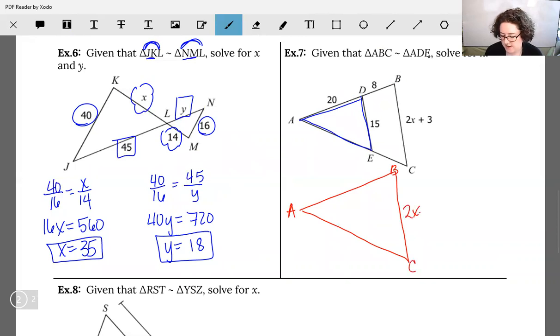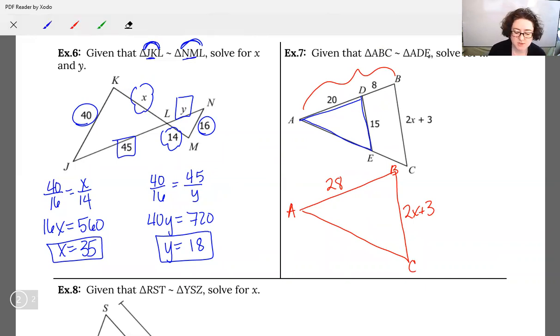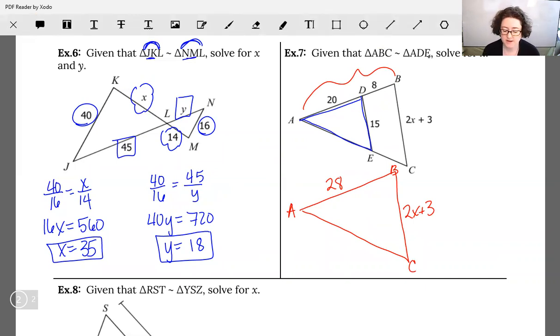I know the right-hand side is 2x plus 3. And the top side, I have to put together the 20 and the 8. So I'm going to get a 28. And so now I can just treat the blue triangle and the red triangle as similar triangles. I can double check against my names just to make sure that I'm comparing the right pieces together, but I'm ready to write my proportion.